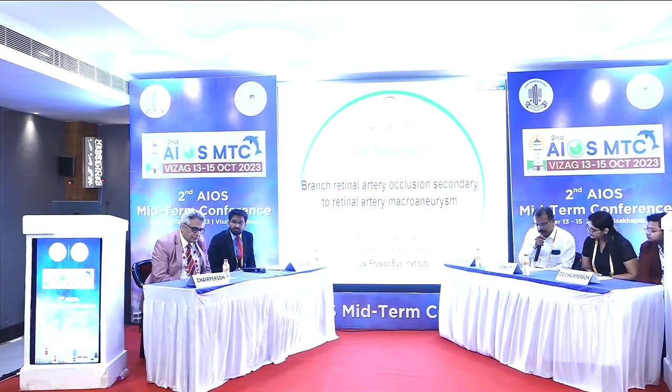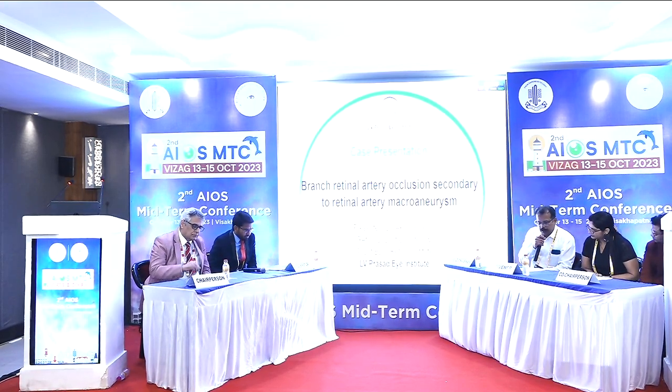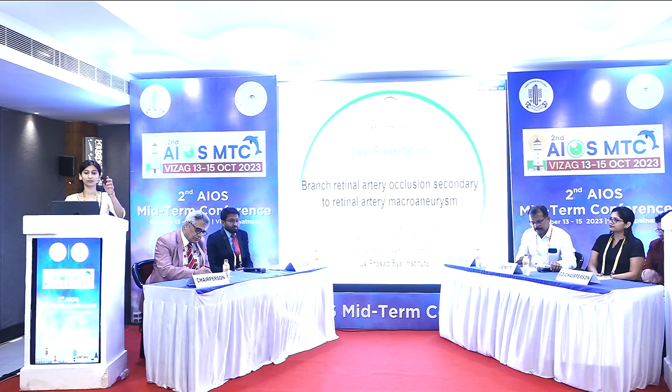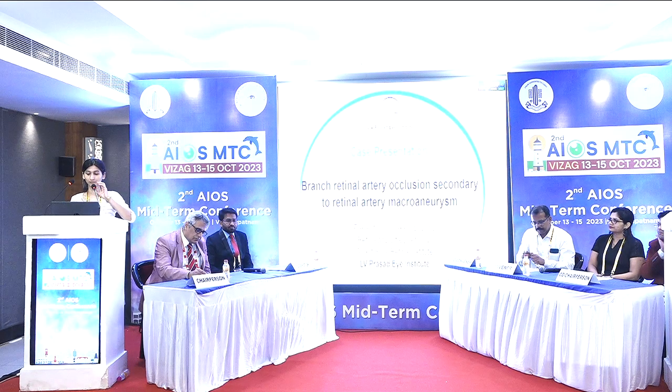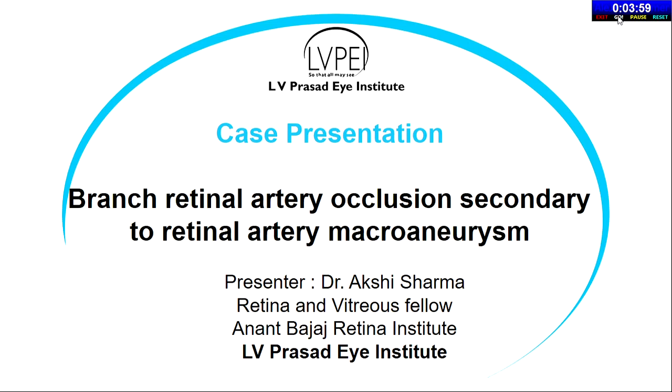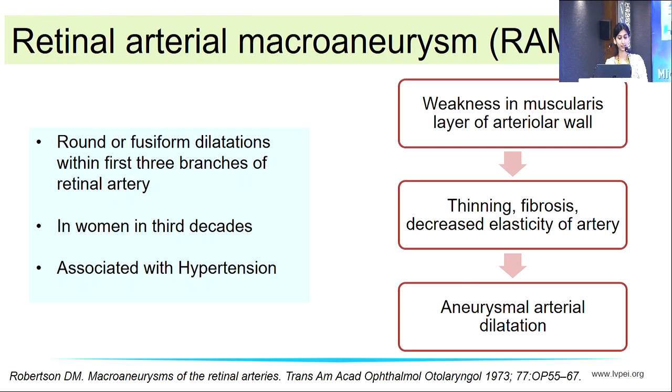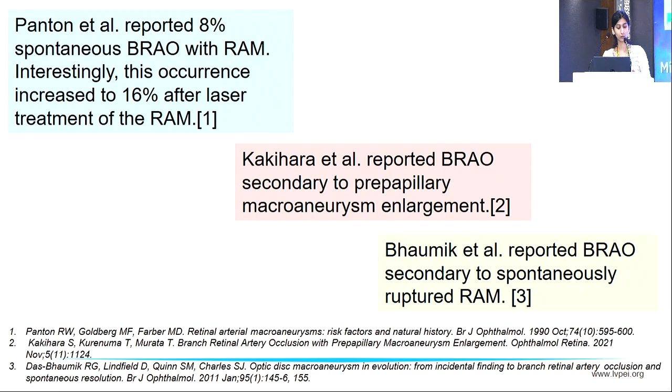Spontaneous branch retinal artery occlusion secondary to retinal artery macroaneurysm. Good evening, everyone. So I'll be starting the next case presentation of branch retinal artery occlusion secondary to retinal artery macroaneurysm. So before starting the case, the RAMs are round or fusiform dilatations within the first 3 branches of the retinal artery, which are usually found in women in their third decade and are associated with hypertension, atherosclerosis or hyperlipidemia. And there have been very few reports of branch retinal artery occlusion secondary to RAM.